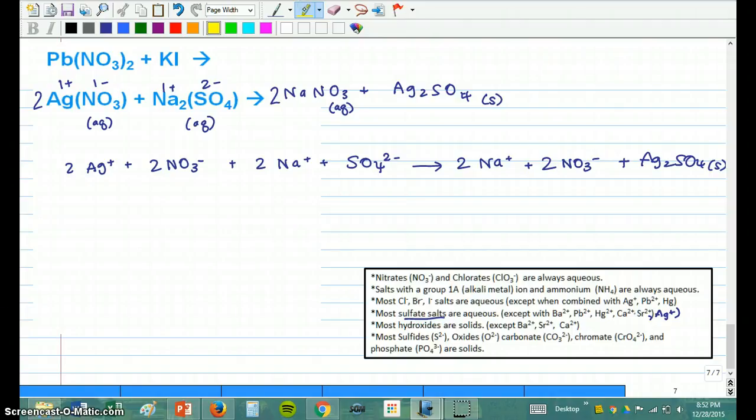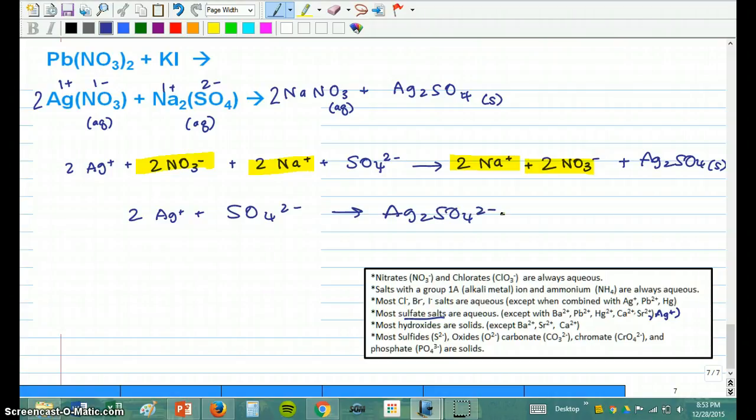You want to look on both sides to see what's the same. Our sodiums are the same, and our nitrates are the same. These are the ones that are going to cancel out, and what's left over is your net ionic equation. So there's your answer.